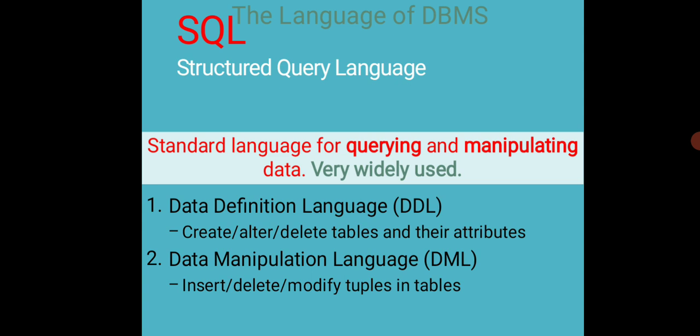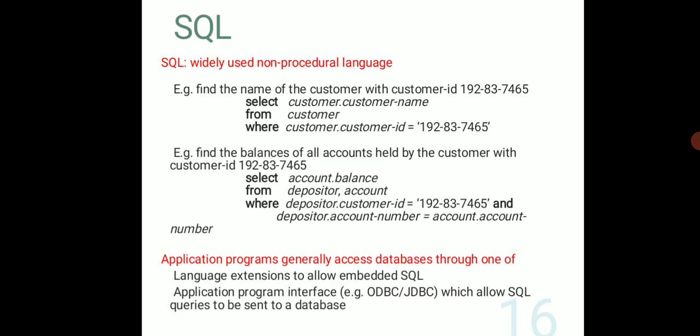SQL, structured query language, is the standard language for querying and manipulating data, and it is very widely used in the world. There are two types: data definition language and data manipulation language. Data definition language will create a table, alter a table or delete a table with attributes. Whereas data manipulation language will insert new data, a new row, delete a row, and modify the tuples in tables. So this is a common concept: DDL, data definition language, and DML, data manipulation language.